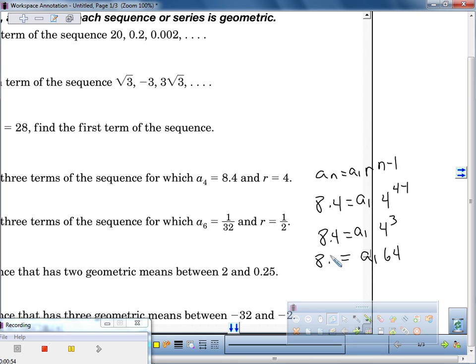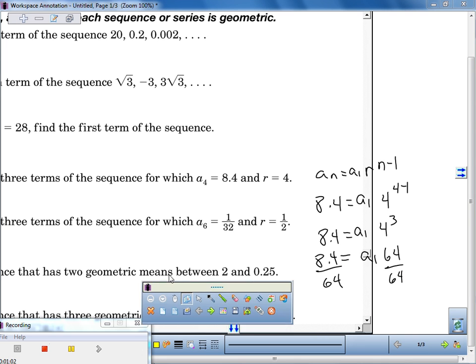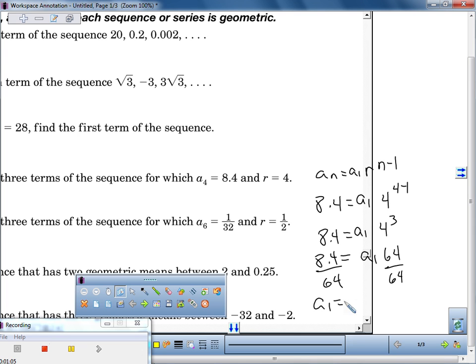Okay, so 4 to the third power, we're going to get 64. Alright, so we end up with 8.4 is equal to a1 times 64. We're going to divide both sides by 64. Okay, and so what we end up with for our first term is a sub 1 is equal to 0.13125. So that's our first term.